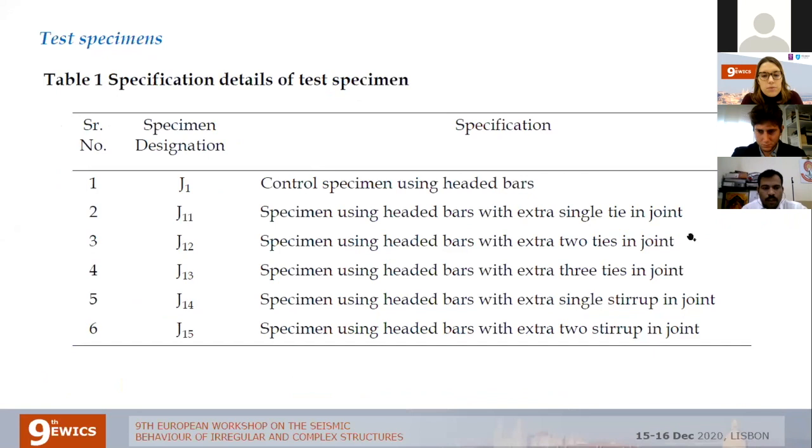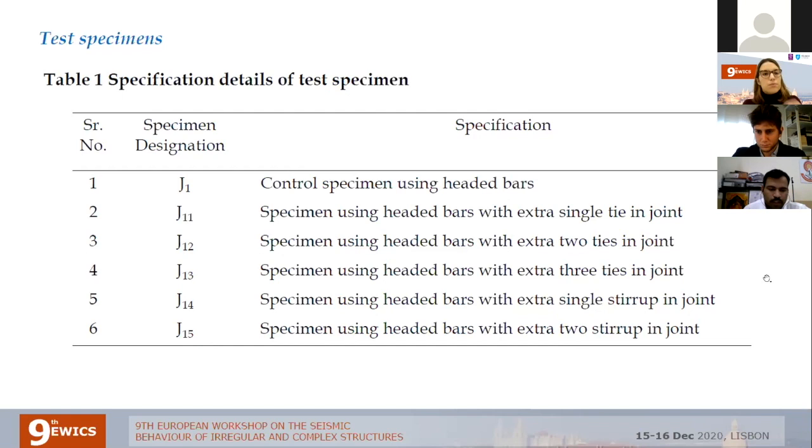These are the six specimen details. Here, J1 is the control specimen using headed bar without any confinement in the joint. J11 is the specimen using headed bars with extra single tie in the joint. J12 is the specimen using two extra ties in the joint. J13 is a specimen using three extra ties in the joint. J14 is the specimen with single extra stirrup in the joint. And J15 is the specimen with extra two stirrups in the joint. So these are the six specimens.